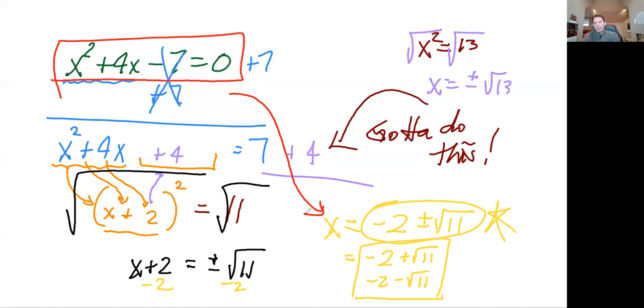Okay? All right, let me show you one more example. Second example is x squared plus 8x equals -1. Okay?